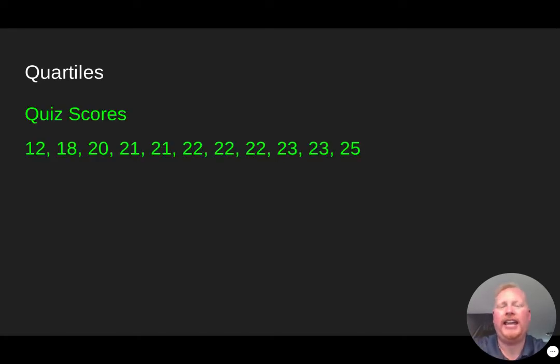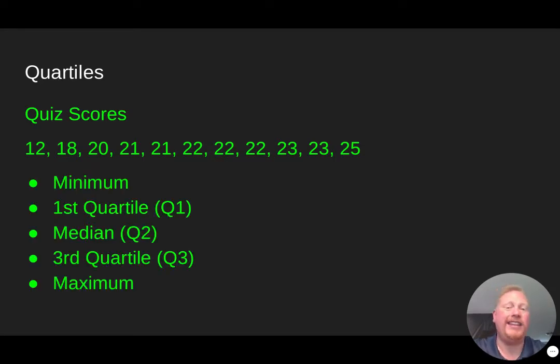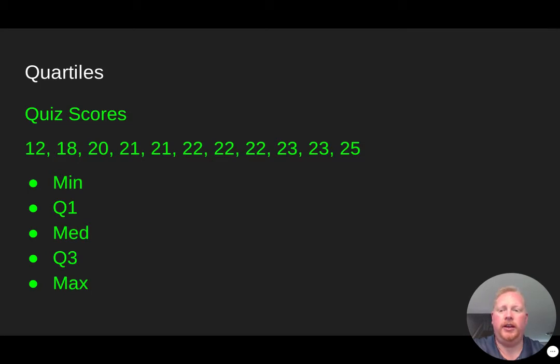Let's say I gave a quiz, and these were the quiz scores. We're going to find all 5 data points: the minimum, the first quartile, the median, the third quartile, and the maximum. For the purpose of reference, I'm just going to abbreviate those: min, Q1, med for median, Q3, and max. The 2 easy ones to find are the minimum and the maximum. Let me just say this: you've got to put all the data in order first. For any of this to work, you've got to put it in order.